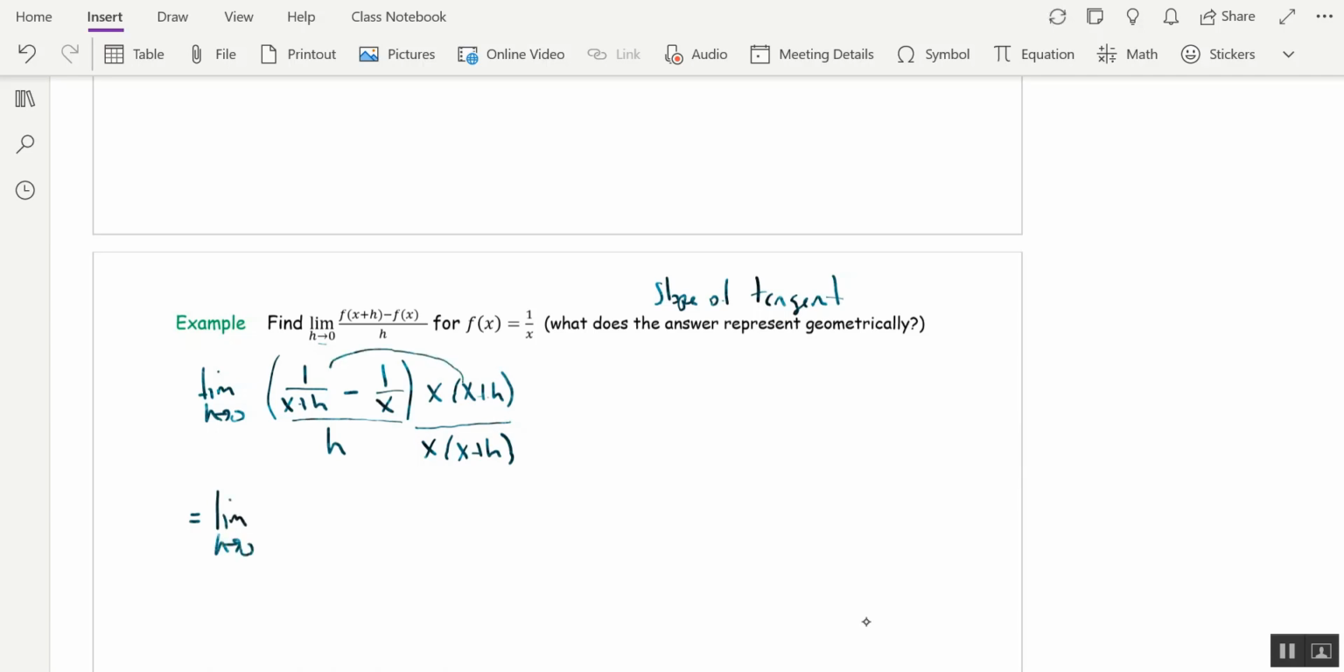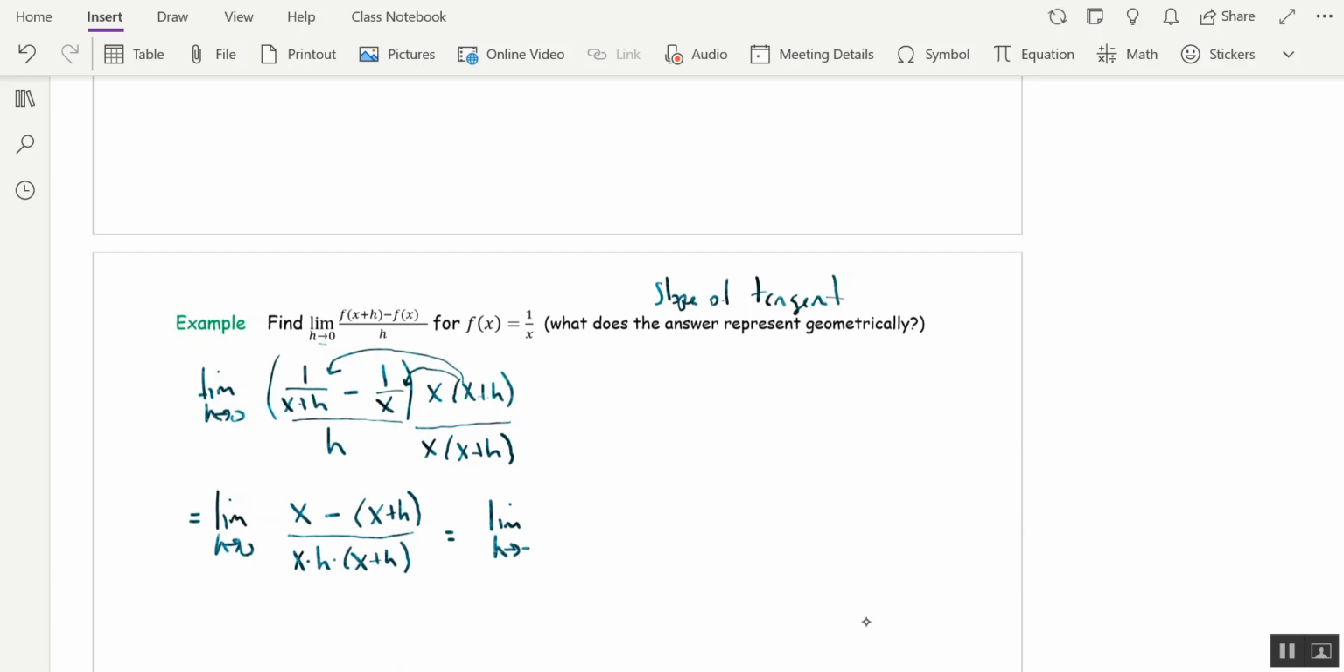Okay, now that's the limit as h goes to 0. I need to distribute to both of these fractions. When I distribute to the first fraction, I get x. When I distribute to the second fraction, I get x plus h. You need parentheses because you have to distribute the minus. The bottom I'm just going to leave as x times h times x plus h, factored. Okay, now let's clean up the top.